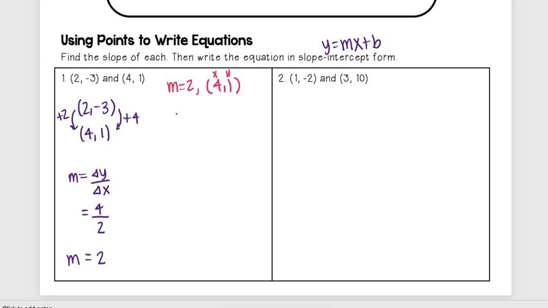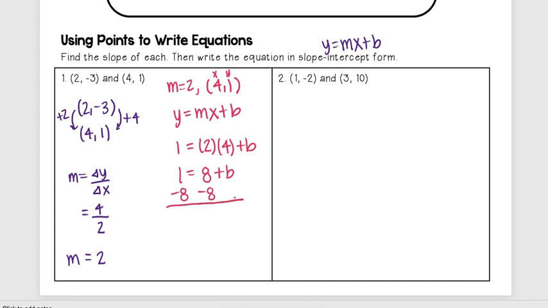So instead of y equals mx plus b, I'm going to replace my y with 1, my m with 2, and my x with 4. And then I just don't know my b. Now I'm going to solve this for b. Well, 2 times 4, I get 8. Then I'm going to subtract 8 from both sides, and so I get that -7 is equal to b.